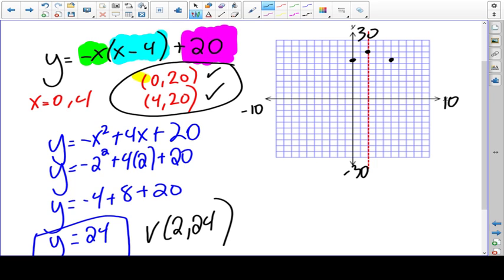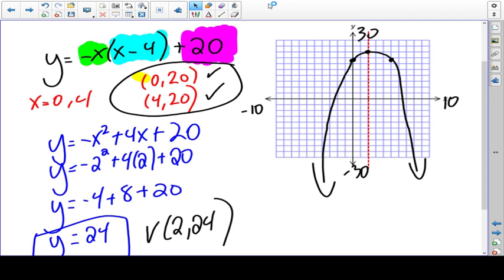Do we know what the x-intercepts are here? No, we don't. So we're just going to go ahead and graph this as best as we can. Okay, there's our quadratic. Make sure to include those arrowheads because the graph does keep going on down and down.